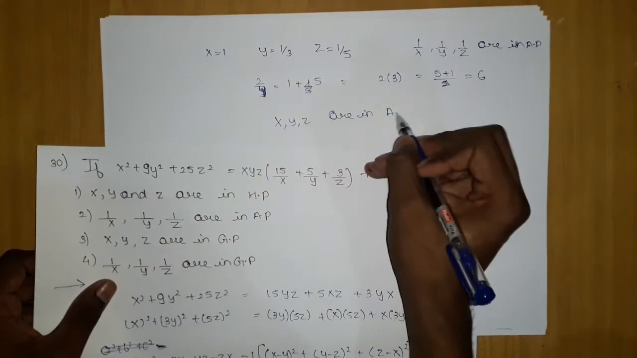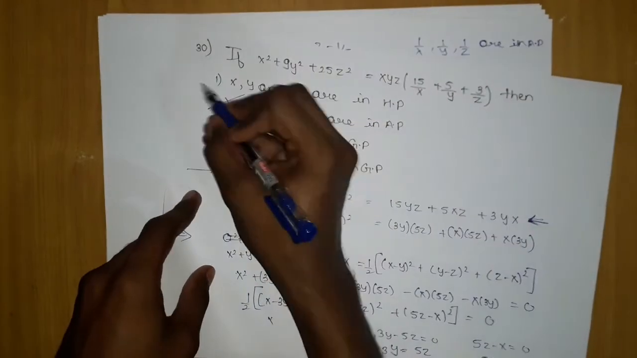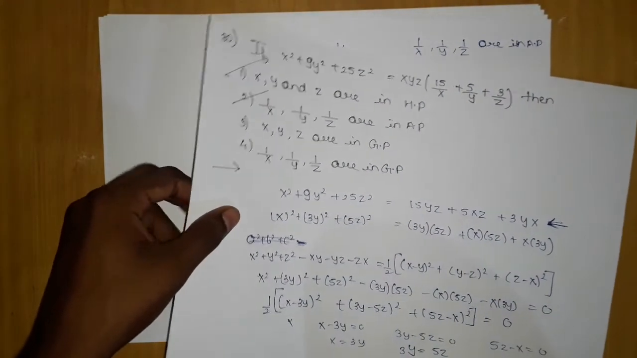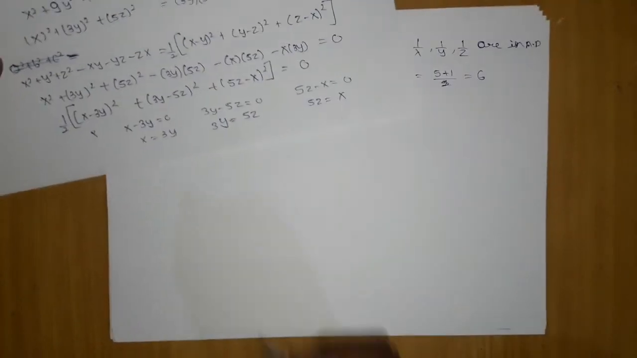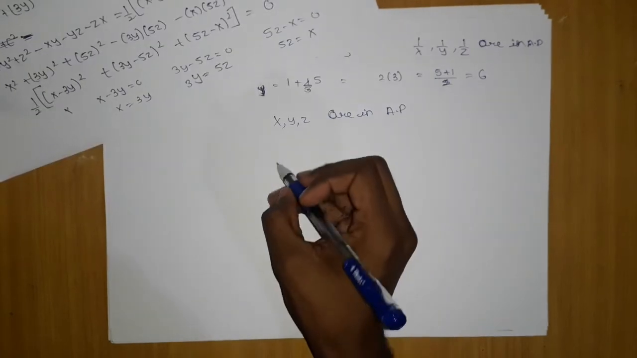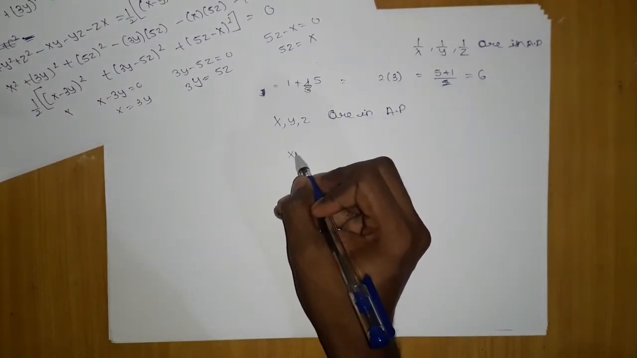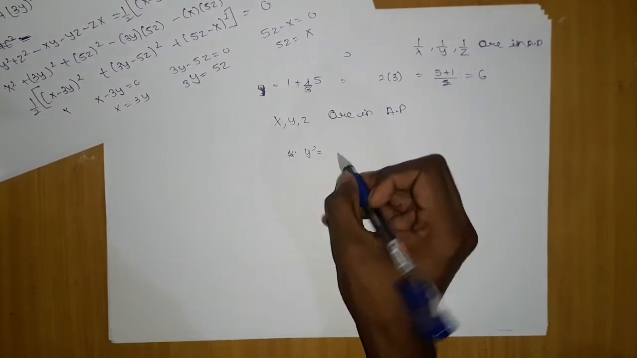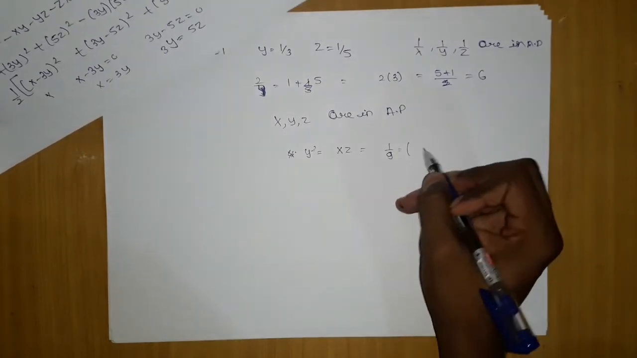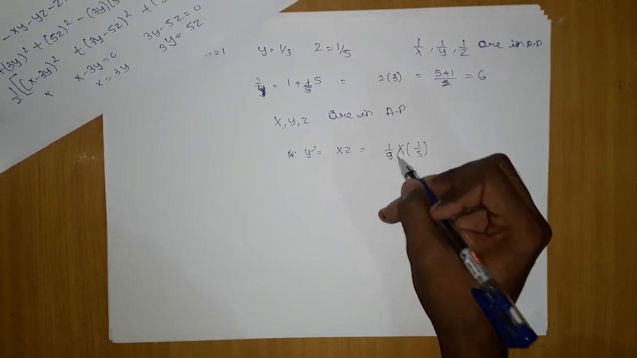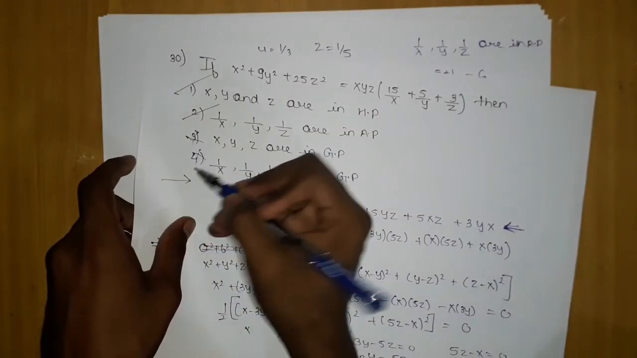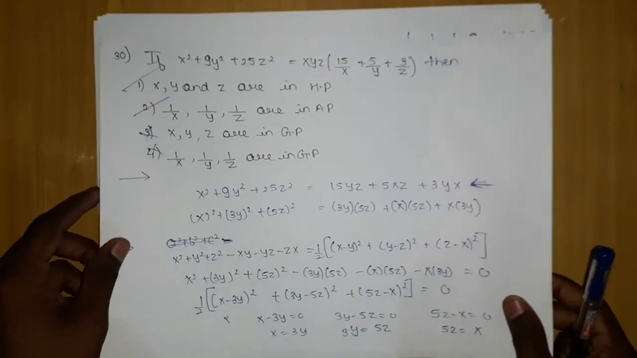Going for AP is quite easy compared to HP, so I went for this and I got this as a bonus. Now I want to check for GP, whether it is true for GP, so let's check. Now x into y square is equal to x into z. Y square is 1 by 9, which is not equal to 1 by 5, so not a choice. Similarly for this one. So they are not, and the first and second are the only answers.